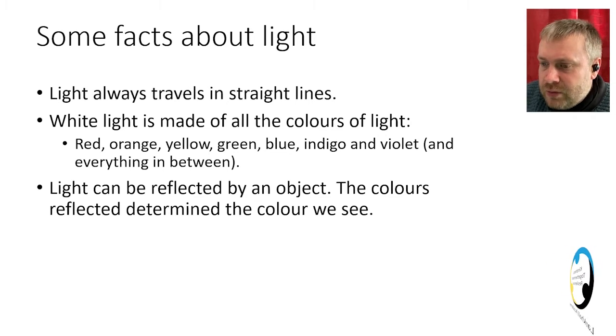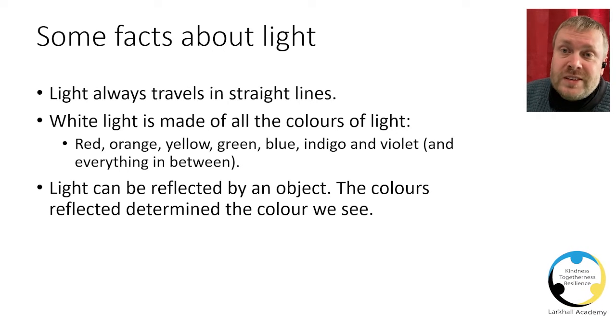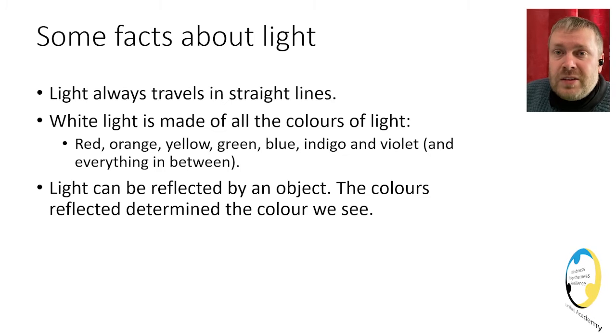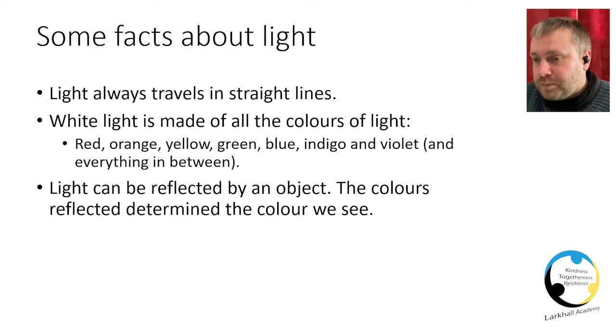And finally, the last little fact here, light can be reflected by an object, and the colour that we see an object to be basically is determined by the colours of light that it reflects. So it's going to absorb some of the light, it's going to reflect some of the light, and that's what determines the colour that we see.